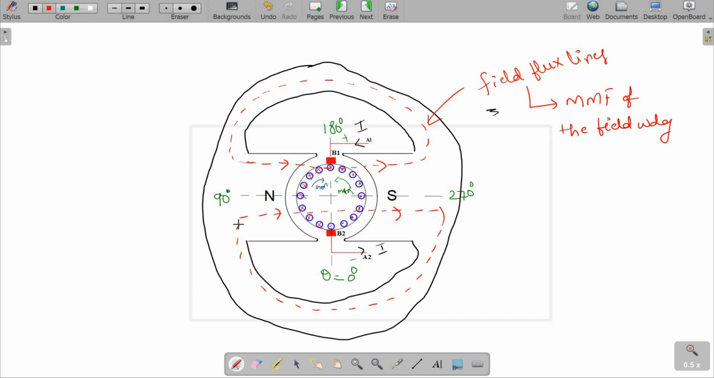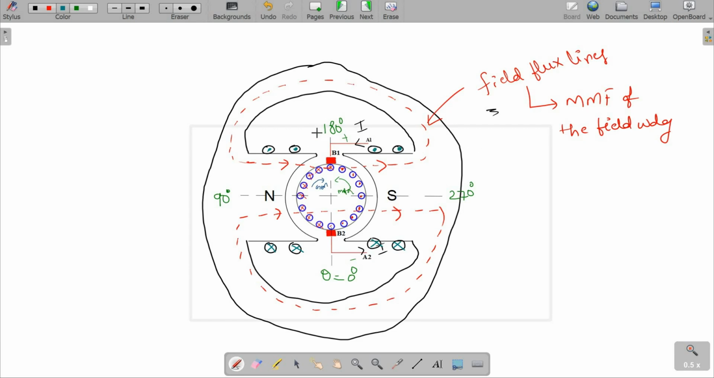Where is the location of the field winding? The field winding is located here. I will show. Here we will have the field coils like this. For the south pole also there are coils like this. Now we will pass some DC current into these field coils. To create a north pole here, we will have cross and dot like this, and by using the right hand thumb rule, we can obtain the direction of the flux lines.